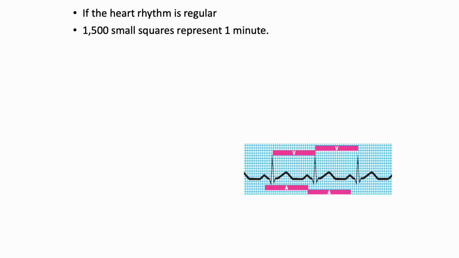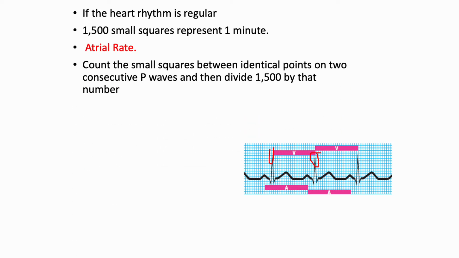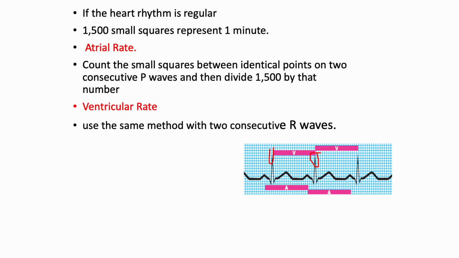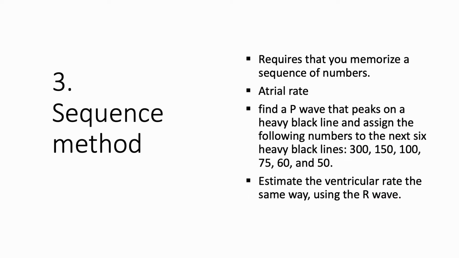The next method we label as the 1500 method. In the 1500 method, we count the small boxes between R wave to R wave, and 1500 will be divided by that number. So here the small boxes are 20, so the rate of this ECG will be 75 beats per minute.